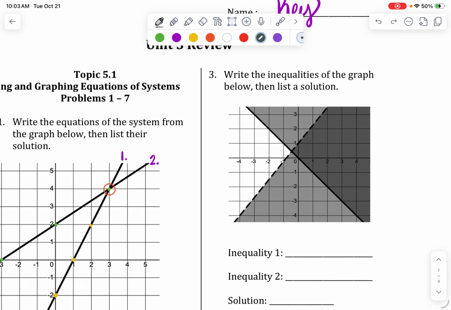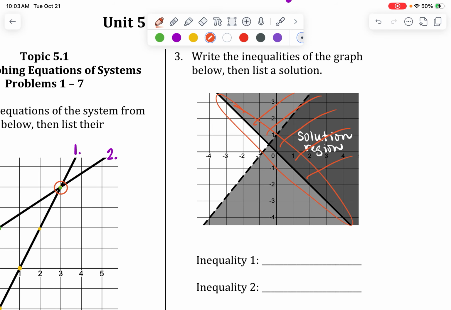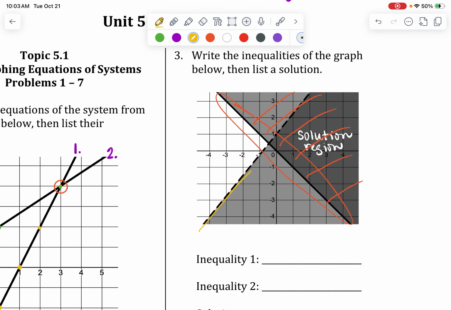All right, number 3, writing the inequalities of the graph and then listing a solution. Well, of course, remember, the solutions are all the points that exist in this overlapping shaded region, okay? Because we have this line that we've clearly shaded above, and we have this line, which we've obviously shaded below. And so that dark gray region is our solution overlapping, where they share the same solutions. Okay. All right. So now we need to write those.